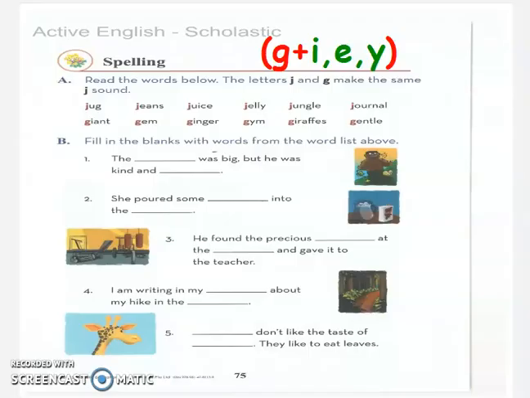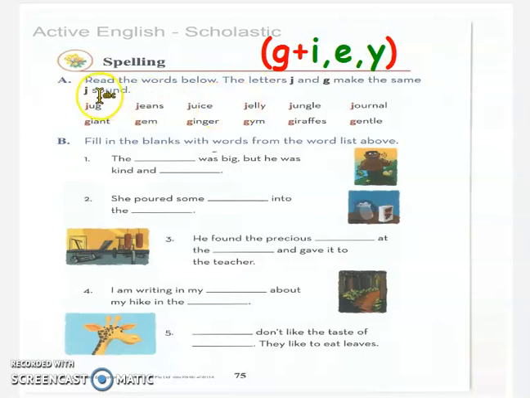Now, my students, open your course book page number 75, spelling. Read the words below. The letters J and G make the same J sound. And we said that there are 3 cases. The letter G sounds like J if it's followed by the 3 letters I, E, and Y.